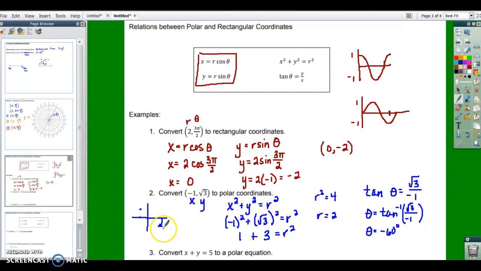So what I want to do is add 180 degrees to that to get me where I need to be. If I add 180, that would put me at 120 degrees. In radians, 120 degrees is just going to be 2 pi over 3. So my point is 2 comma 2 pi over 3.